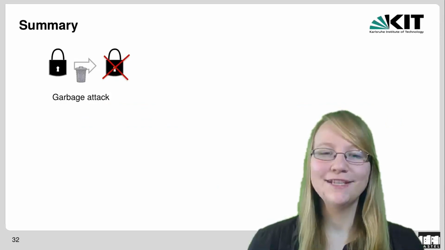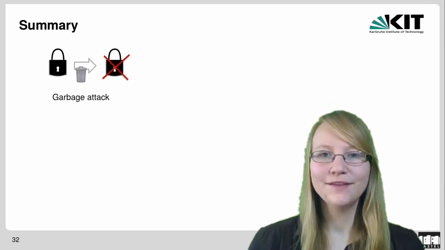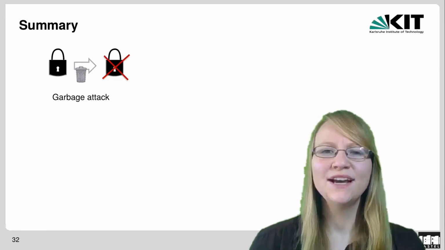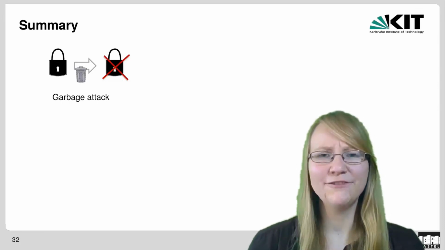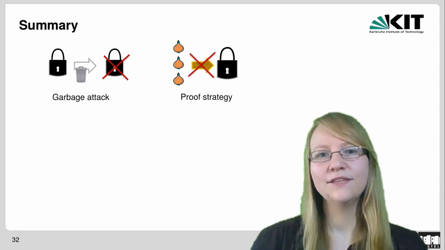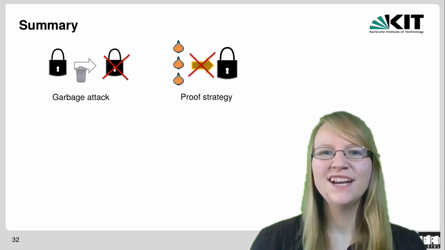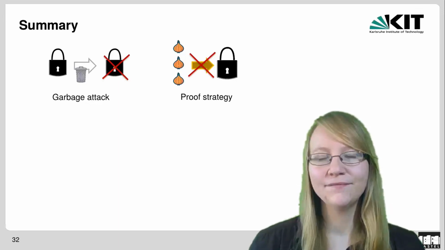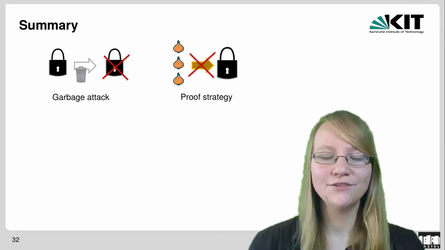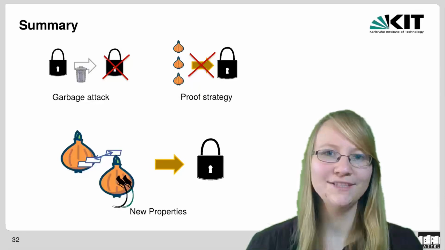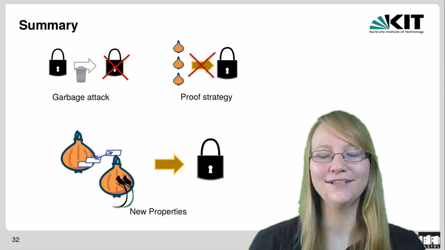So let me quickly summarize what we've covered in this talk. First of all, you learned about the garbage attack, and thereby that some proven secure onion routing and mixing systems are actually dangerously flawed. Then we had a look at the proof strategy and saw that the proposed onion properties are not strong enough to imply the desired security. And finally, you learned how to avoid such flaws in the future by proving our new onion routing properties that indeed imply the desired security.